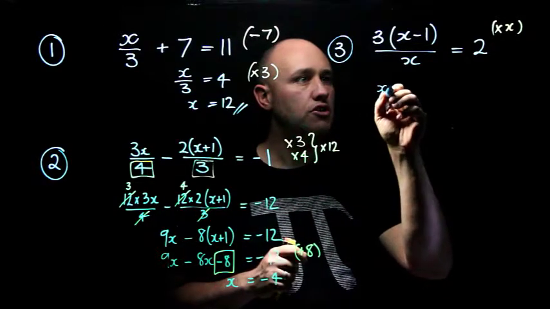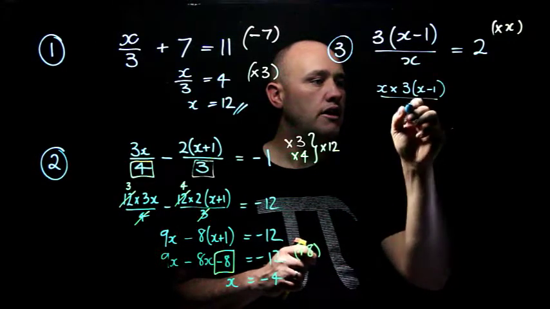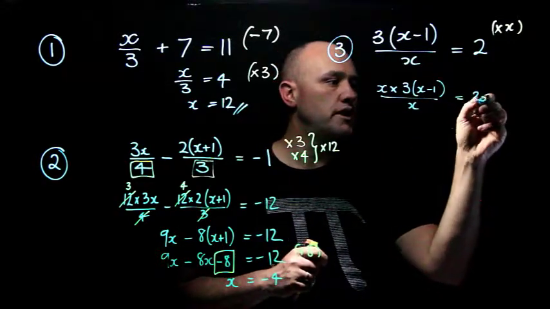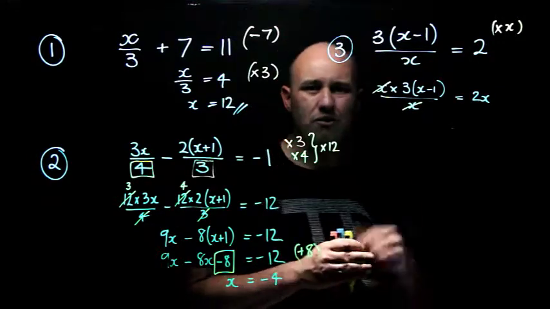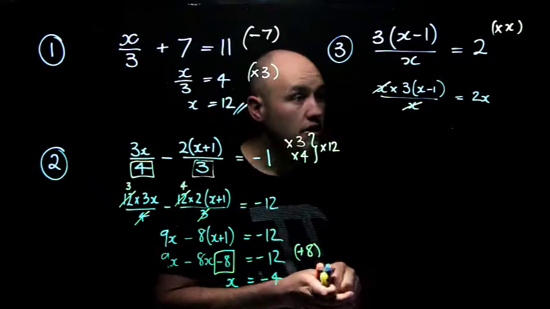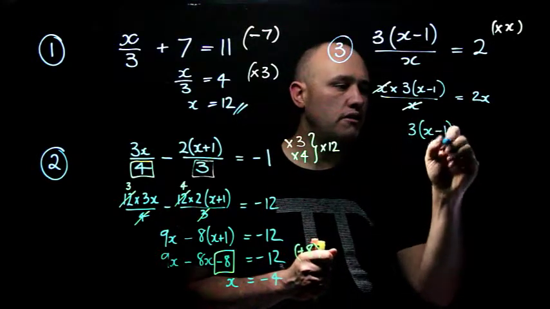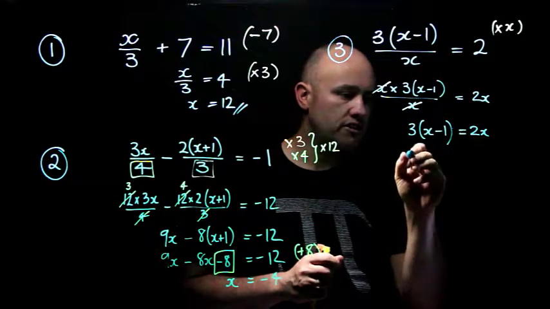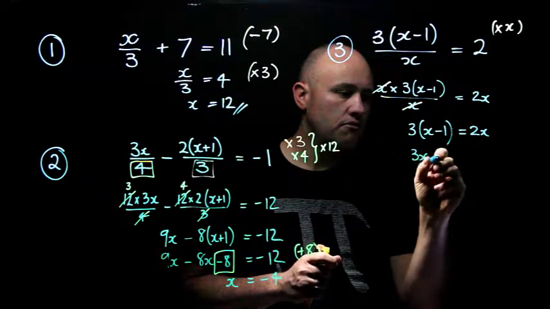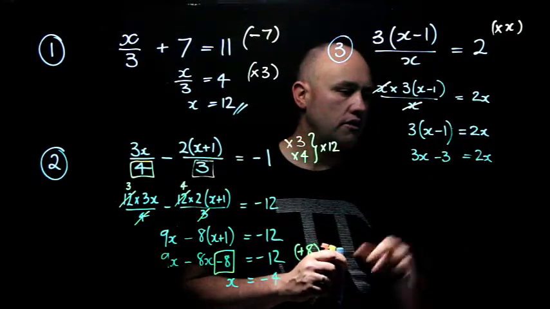So I'm multiplying by x, and I get x times 3x minus 1 over x equals 2x. And of course, we don't really have to do this because we know that leads to that. That's why we multiply by x to get that cancelling. So I'm left with 3x minus 1 equals 2x. And when I expand the brackets out, I get 3x minus 3 is equal to 2x.